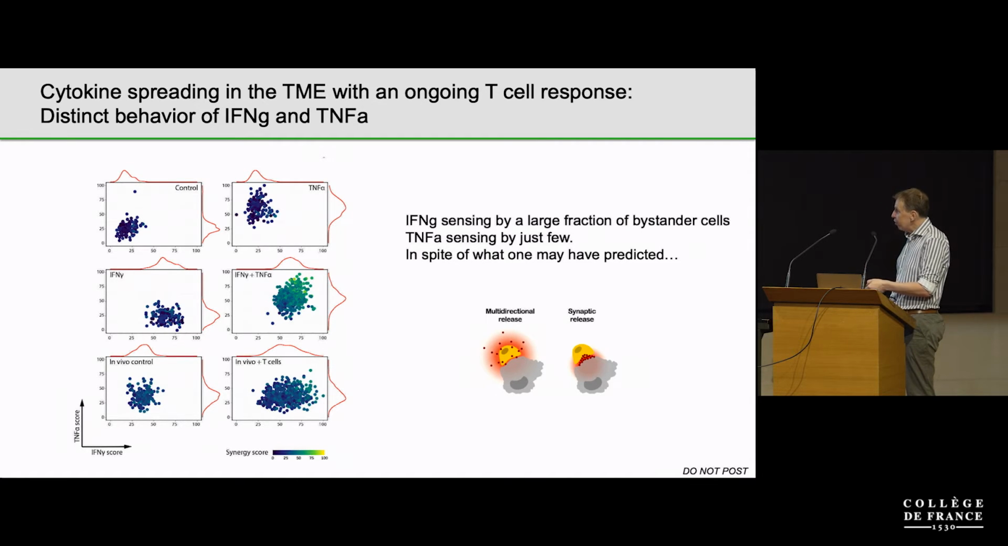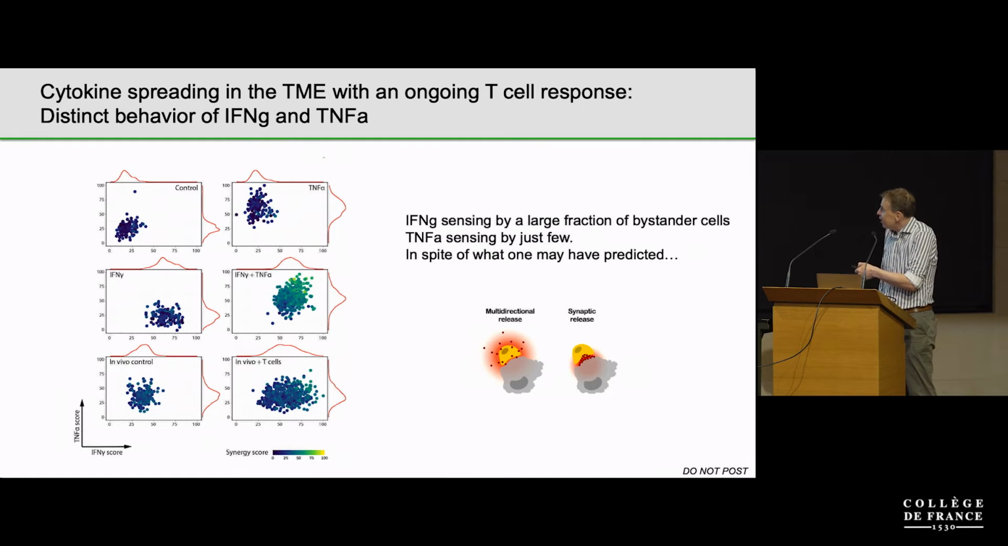These are 2 important panels, in vivo without T cells, in vivo plus T cells, and what you see is that the tumor cells move to the right. They are experiencing interferon gamma, consistent with our earlier data, but they don't really move to the top. So TNF really doesn't spread significantly in the tumor microenvironment. Clearly a distinct behavior than interferon gamma.